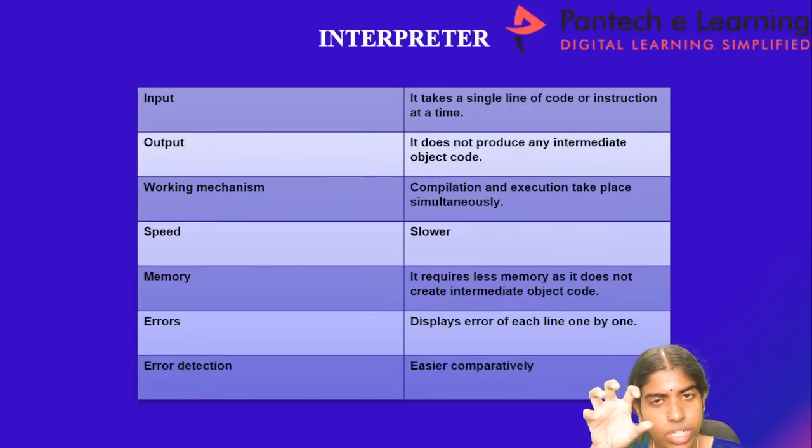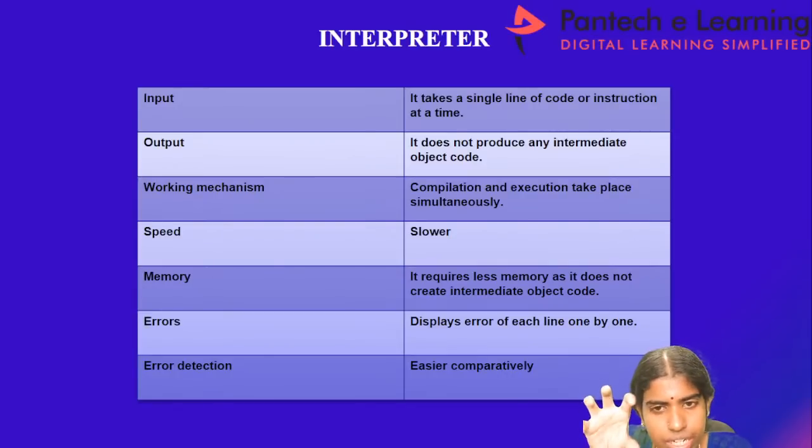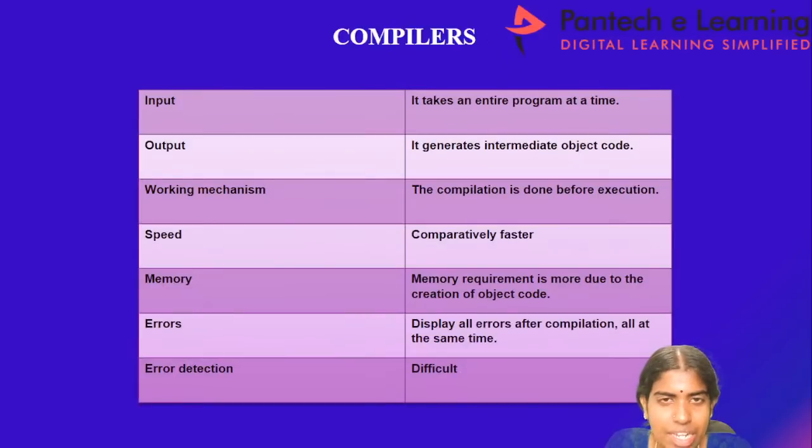So all these are the different units or modules that are present in an interpreter. It takes a single line of code and does not produce any intermediate object code. And in the working mechanism, compilation and execution take place simultaneously. So all these are the different units that are present in an interpreter.